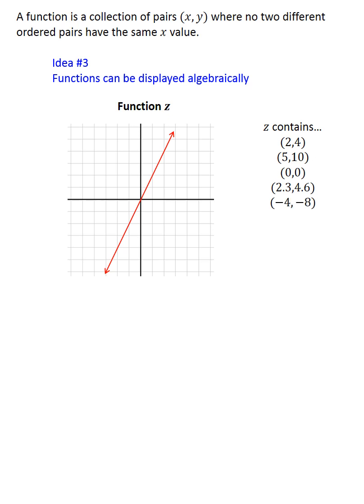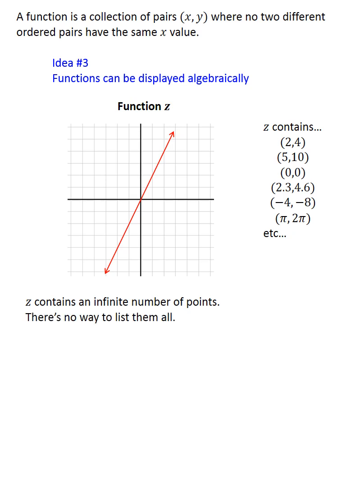It also contains negative 4, negative 8. You can't see that on the graph, but it would pass through that point. And it contains pi, 2 pi, for example, because the y value is twice the x, and so on. Notice that z contains an infinite number of points. There's no way to list them all, and so we use algebra symbols to represent the infinite number of points. In the previous slide, we discussed that you could describe this as z of any number is double that number, or that the y value is twice the x value.